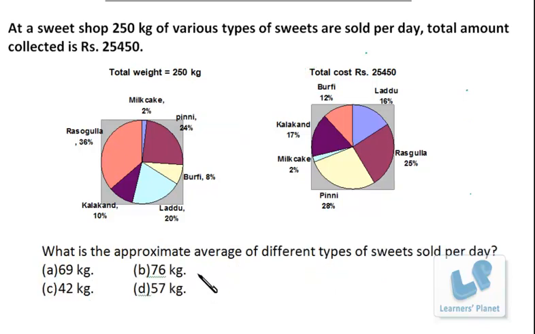Now, what is the approximate average of different types of sweets sold per day? It's quite simple. 250 kilogram per day quantity is being sold, and there are 1, 2, 3, 4, 5, 6 types of sweets. So you just divide 250 by 6. So 6 fours are... and around 42 will be the average, because the other options are quite far off. Okay, the problem can just be done in 15 to 20 seconds.